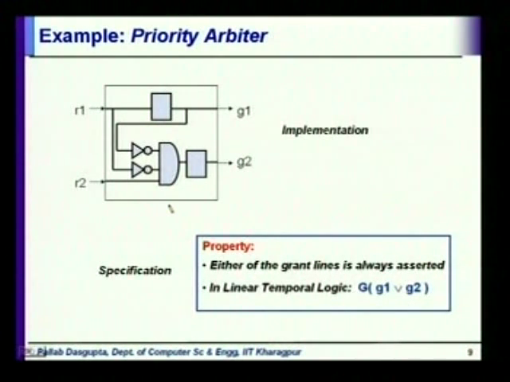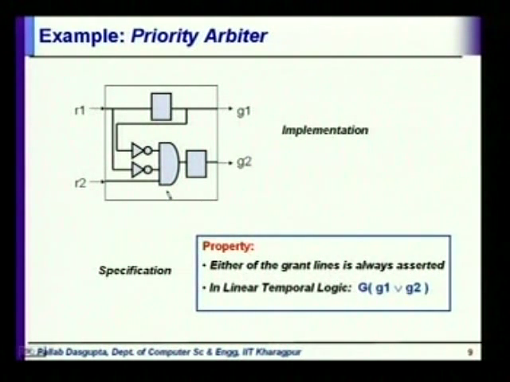Now, first before we go into the actual model checking, just look at the circuit and tell me whether it is satisfied or not. Not satisfied. Why? Under which scenario? If both R1 and R2 are low, then in the next cycle, both G1 and G2 will be low, right. So, we have seen that this is not going to hold.